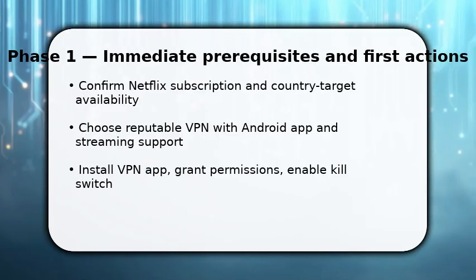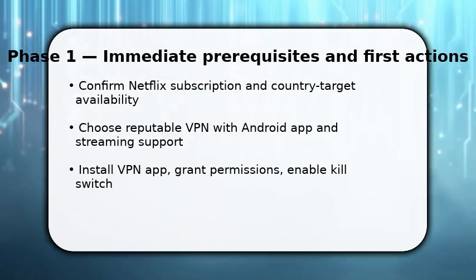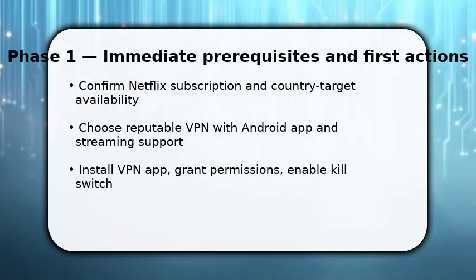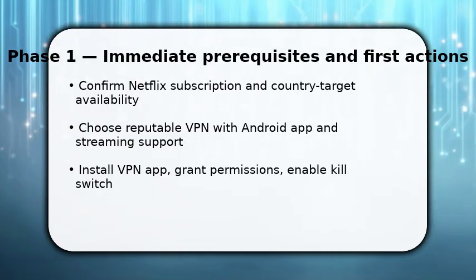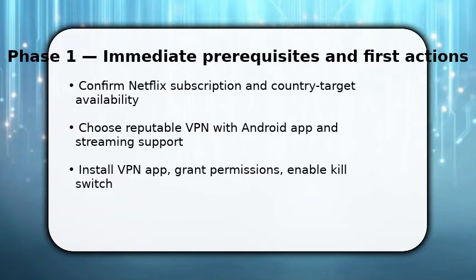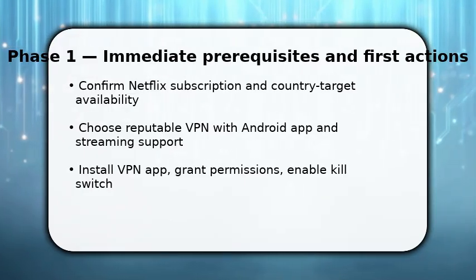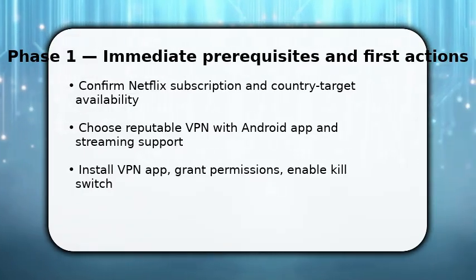Install the provider's app from Google Play, sign in, and enable core settings like the kill switch and split tunneling if available. Once done, select a streaming-optimized server near the country you want. This reduces latency and improves success.